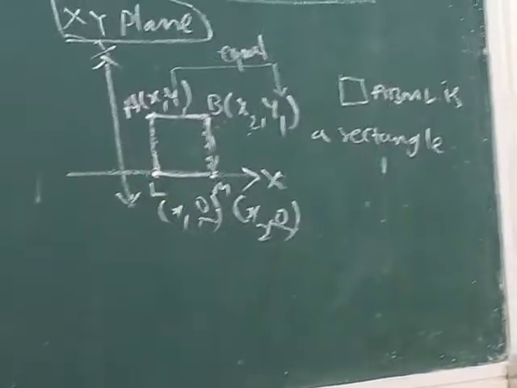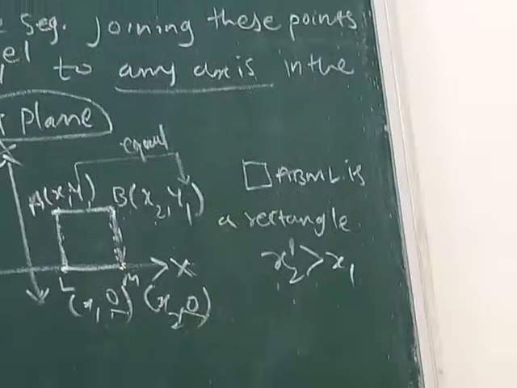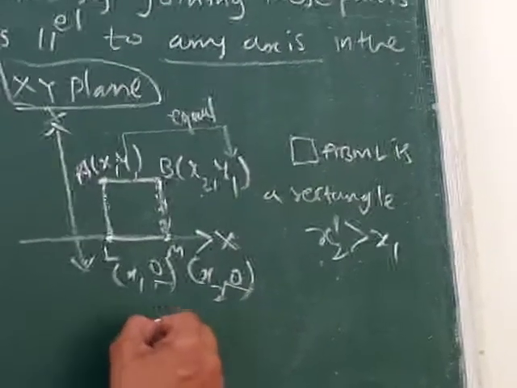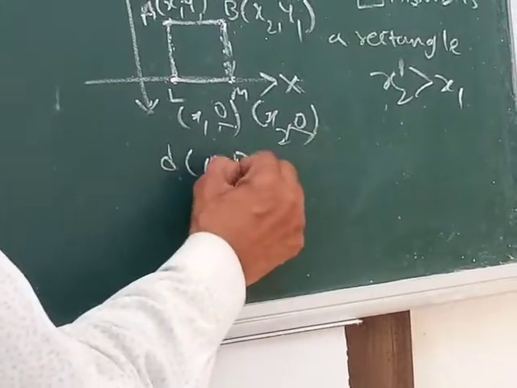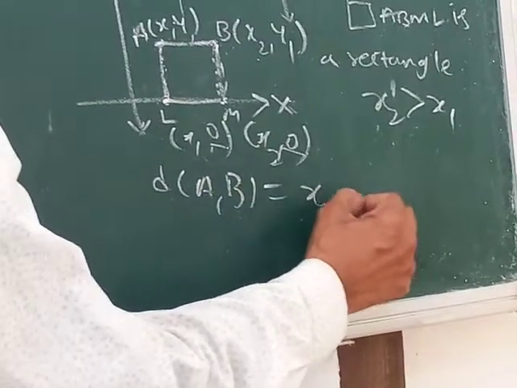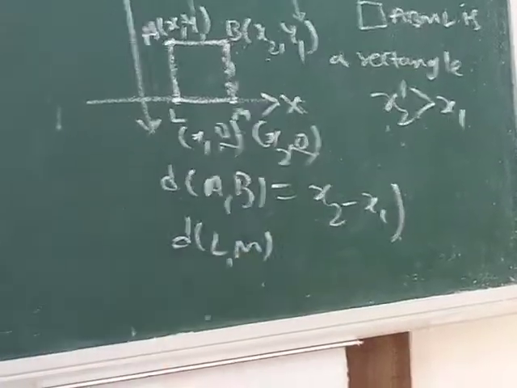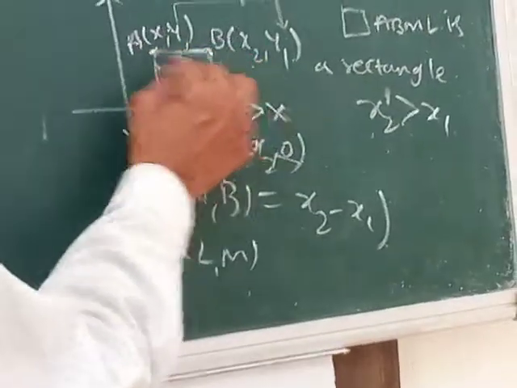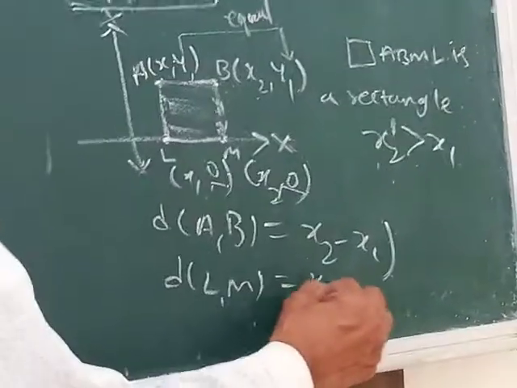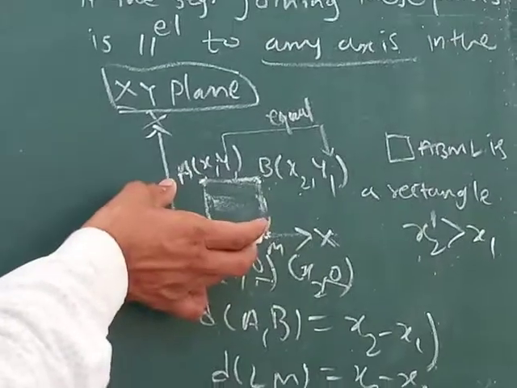In this way, we also see that x2 is greater than x1. Then we write down the length of segment AB as x2 minus x1. Similarly, the distance LM is the same, because the given quadrilateral is a rectangle. There also the answer is x2 minus x1.